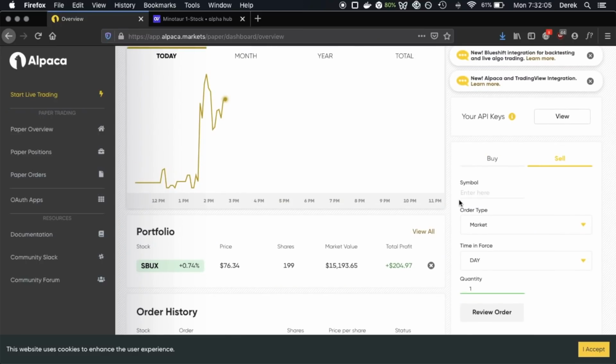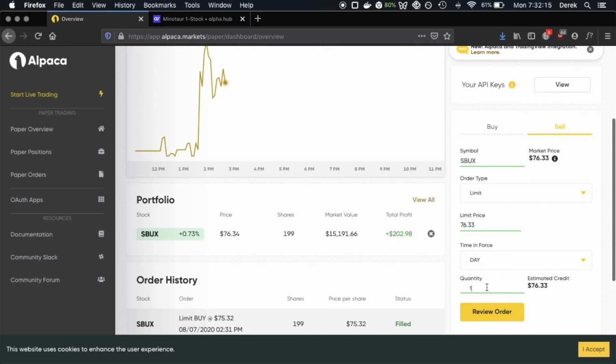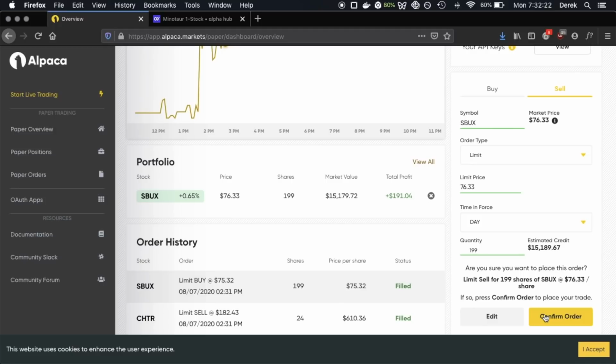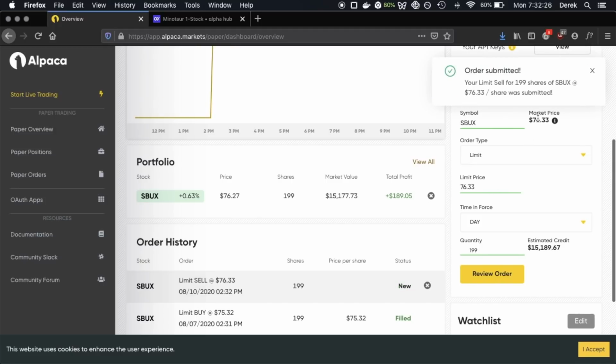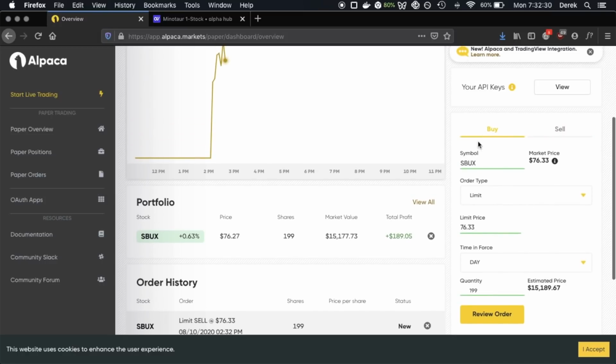So let's do a sell order, SBUX. It's going to be a limit order at 76.33. We're going to sell all of our shares. So let's go ahead and place that order. And now I'm going to place my buy order.